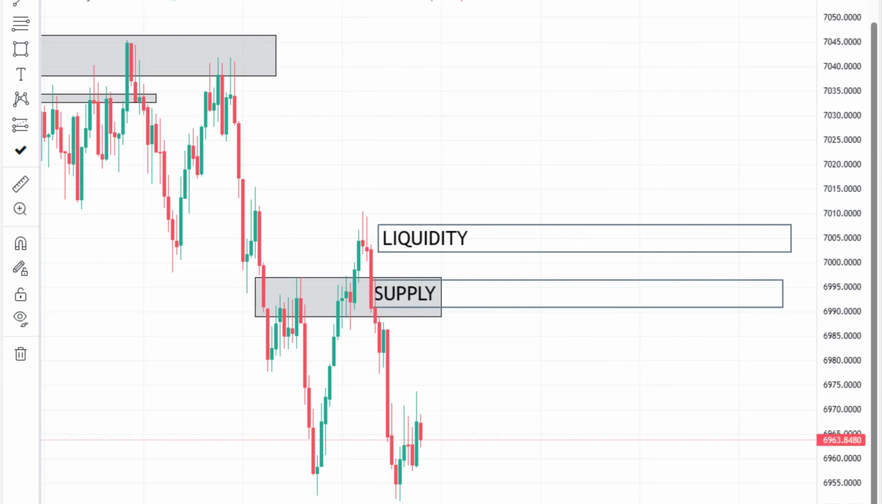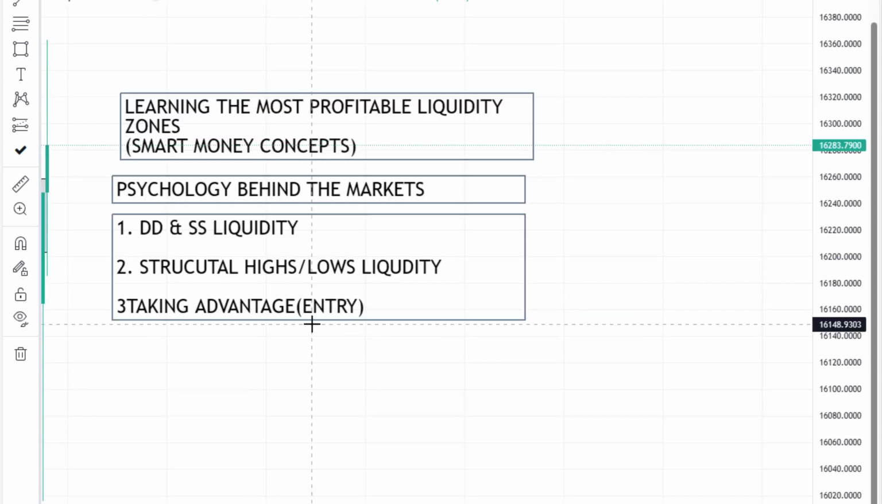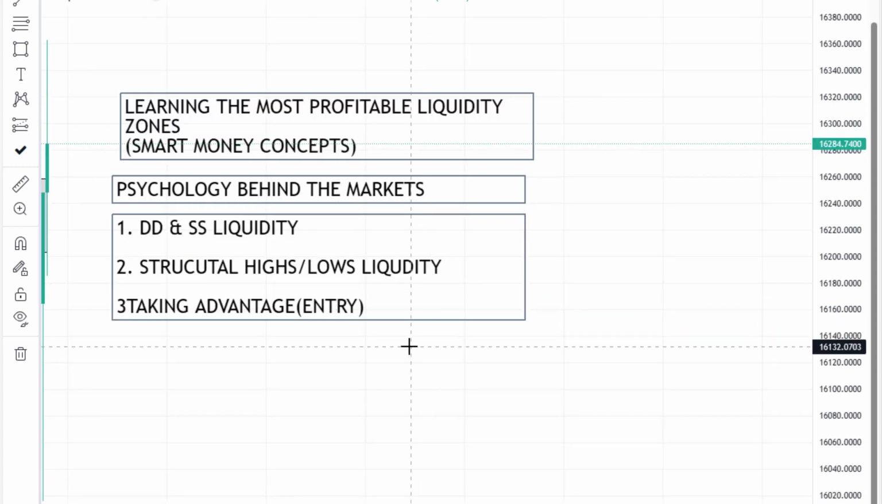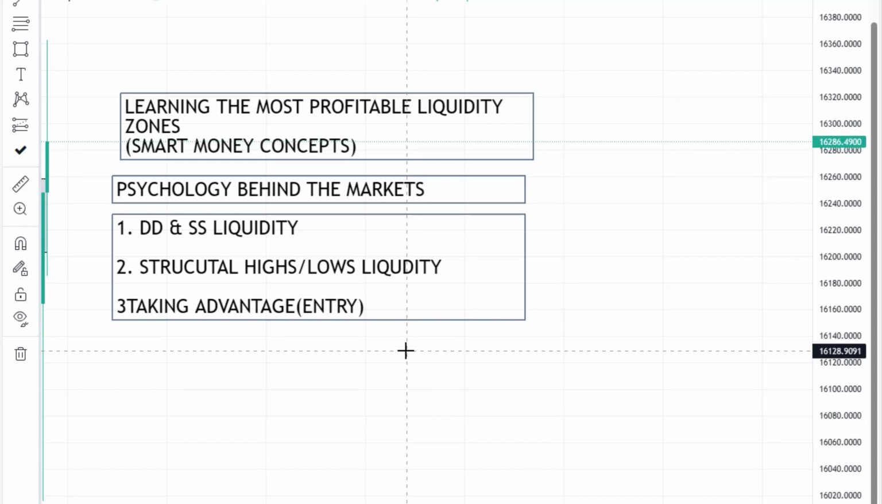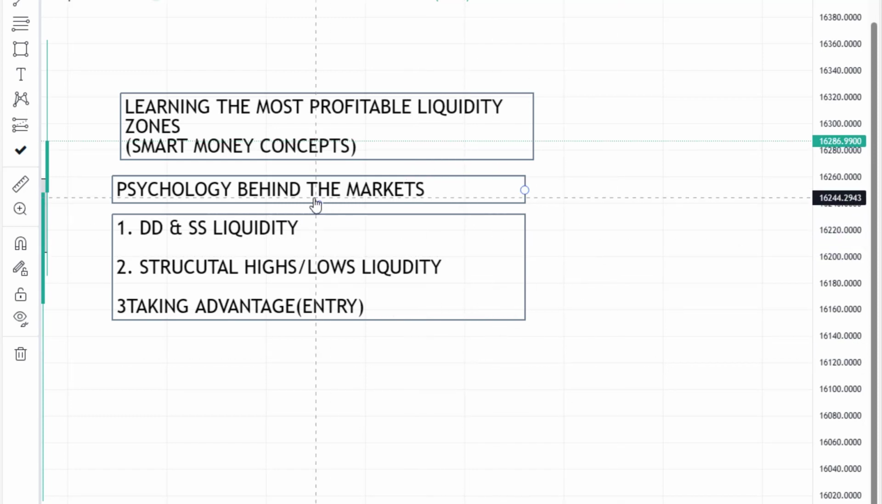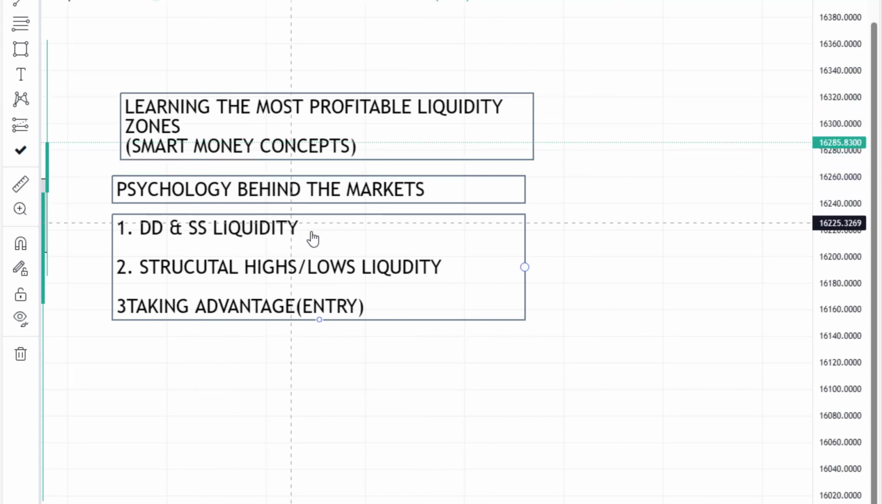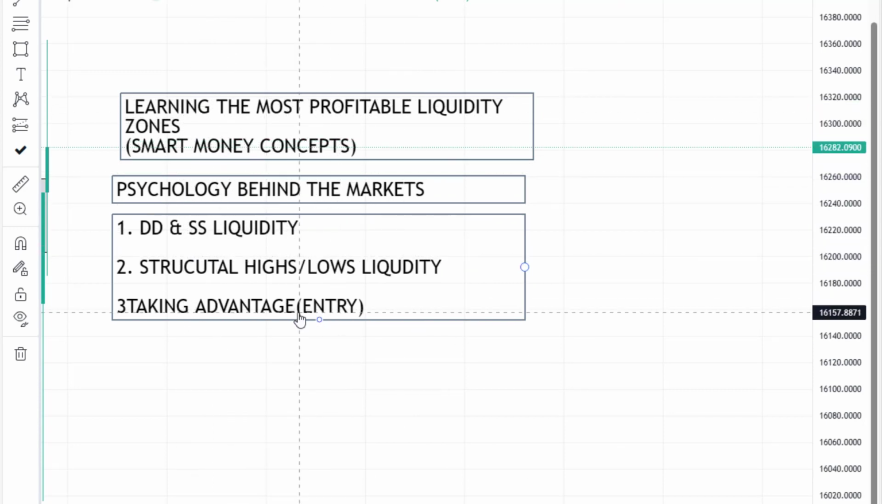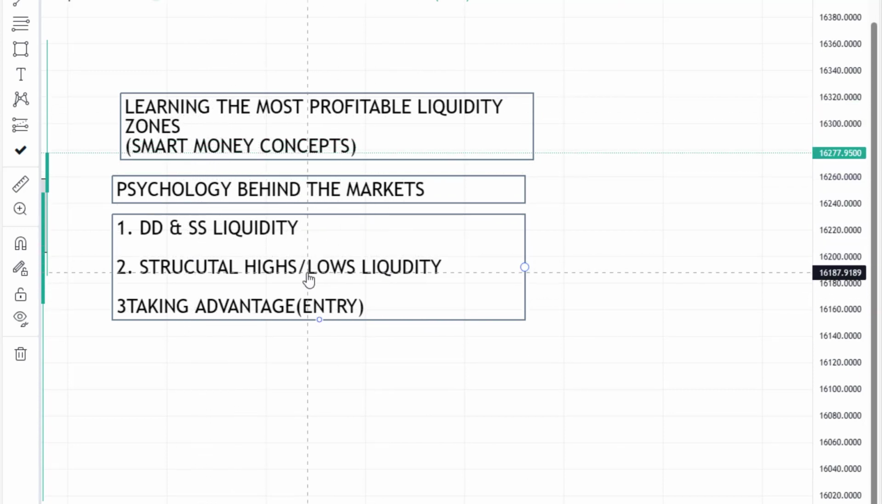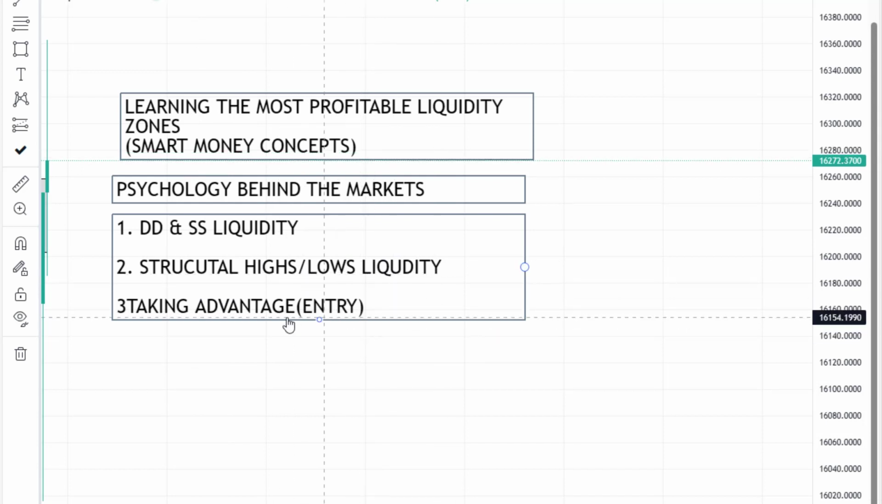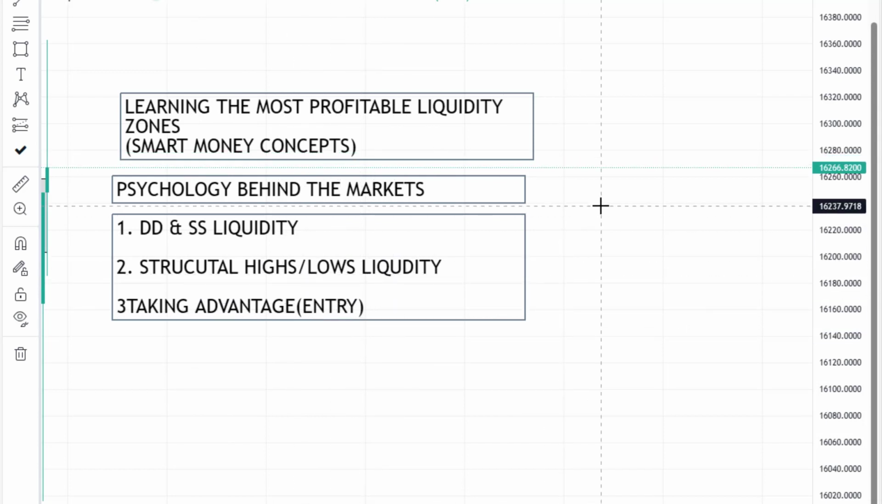I'll share with you a couple of scenarios that you can use to increase your win rate as a demand and supply trader, smart money trader, whatever you are trading. So you are going to learn the strategy, the psychology, demand and supply, liquidity. You are going to learn how to identify these structural highs, taking advantage of this smart money concept to apply it in any strategy.